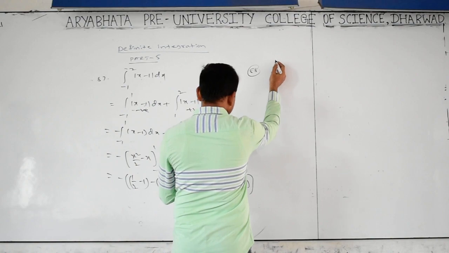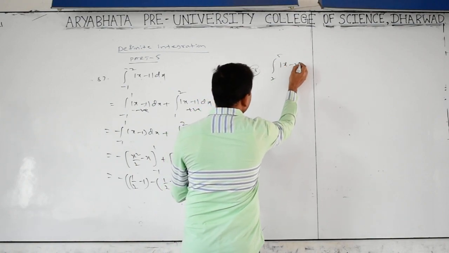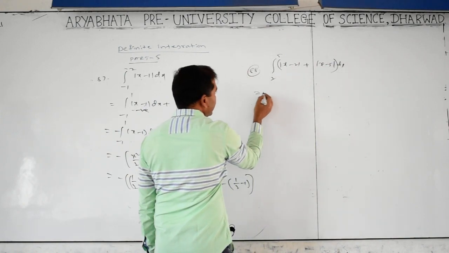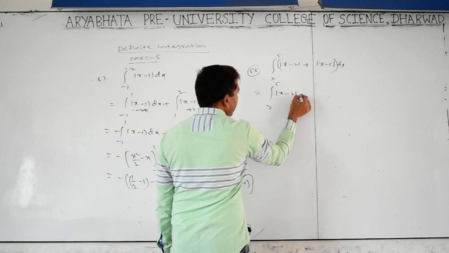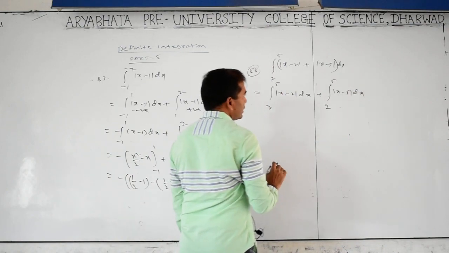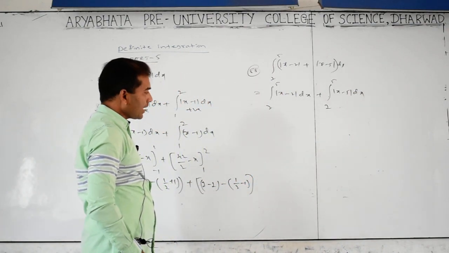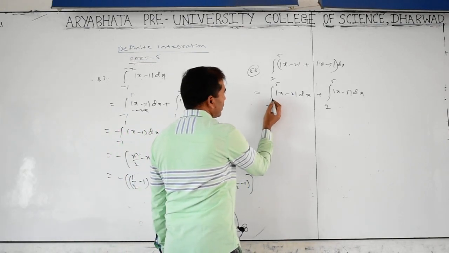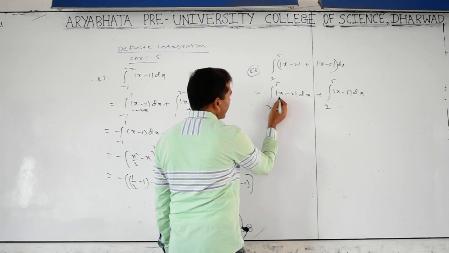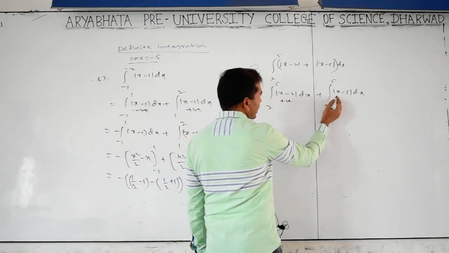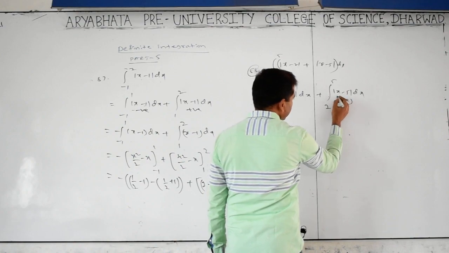Next, question number 88, integration of 2 to 5 mod of x minus 2 plus mod of x minus 5 dx. First split it: 2 to 5 mod of x minus 2 dx plus 2 to 5 mod of x minus 5 dx. Integration of mod x we don't know, we should eliminate the mod first. So to eliminate the mod, we take one value between 2 to 5. Any one you take, 3.1, positive, and in this interval it is positive. 2 to 5, in the entire interval this is negative.